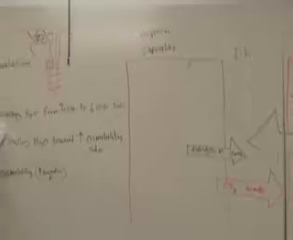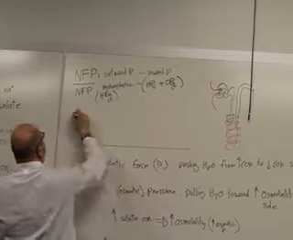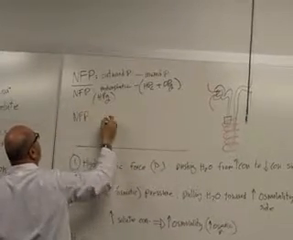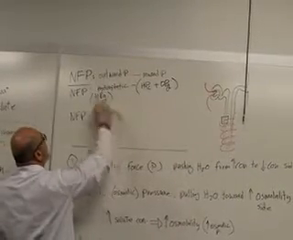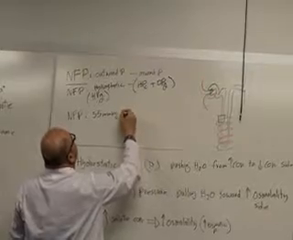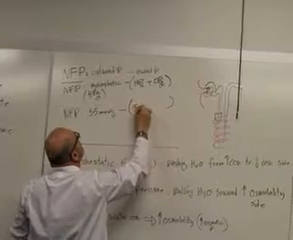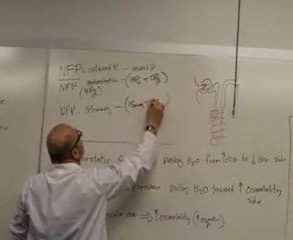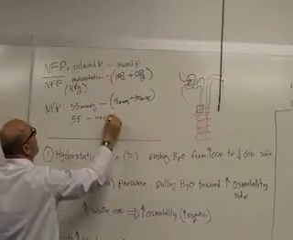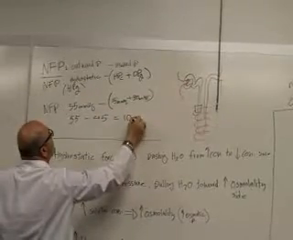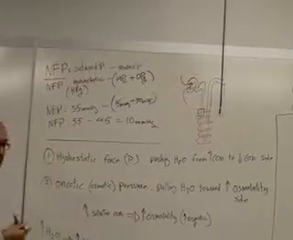So if I plug in some numbers, my net filtration pressure is 55 millimeters of mercury pressure, that is my hydrostatic glomerular force, minus, combining the two, 15 millimeters of mercury pressure plus 30. That's going to give me 55 minus 45 equals 10 millimeters of mercury pressure. So my normal net filtration pressure is 10.